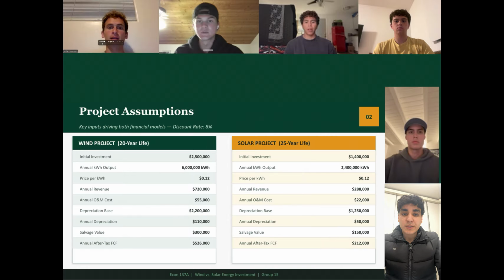Project B, on the right, is a solar panel installation. It's $1.4 million upfront, with a 25-year life, 2.4 million kilowatt hours per year, and an O&M cost of $22,000. The depreciation base is $1.25 million, investment minus salvage, giving us $50,000 per year over 25 years. Those inputs drive everything we're about to show you. I'll pass it to Luke for the financial analysis.